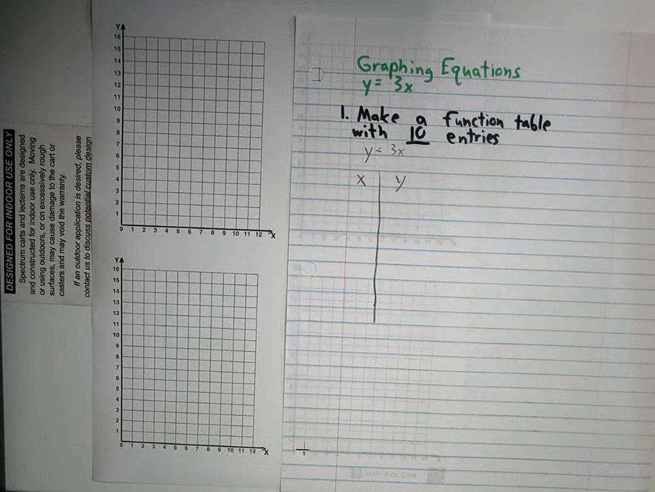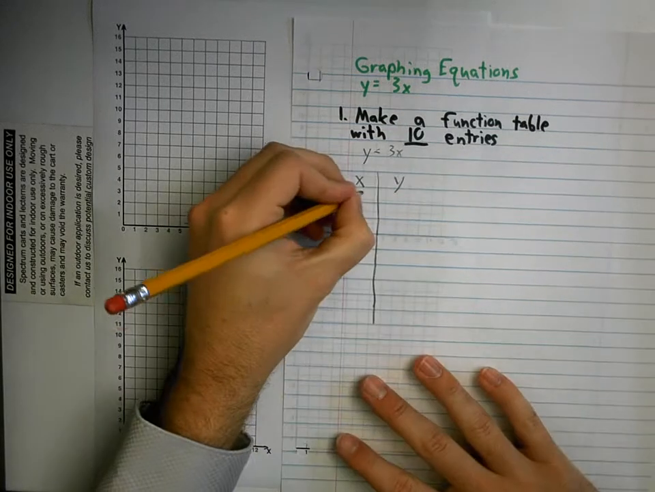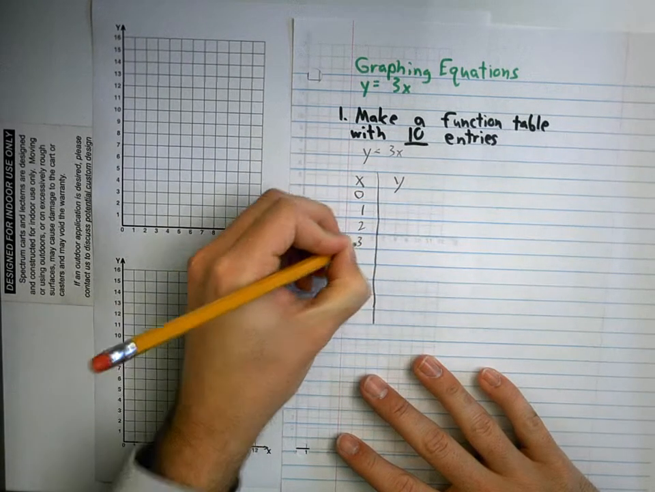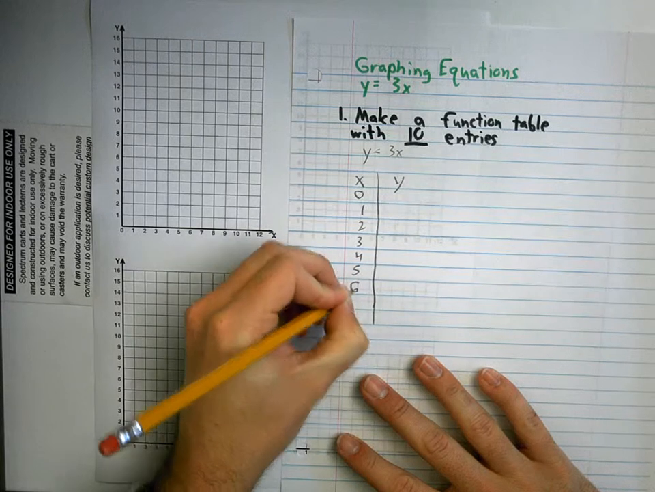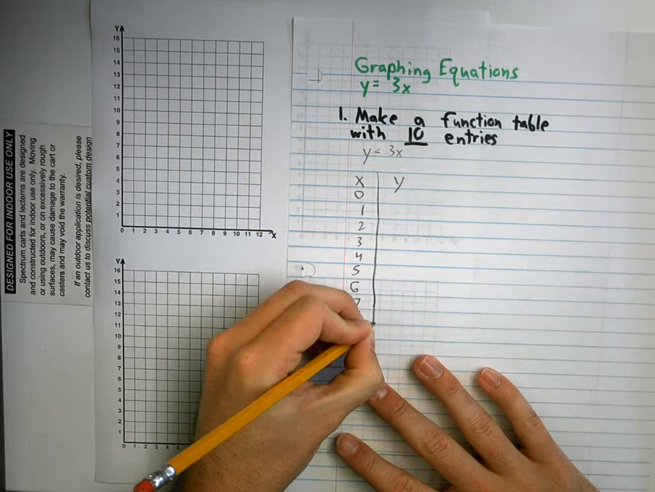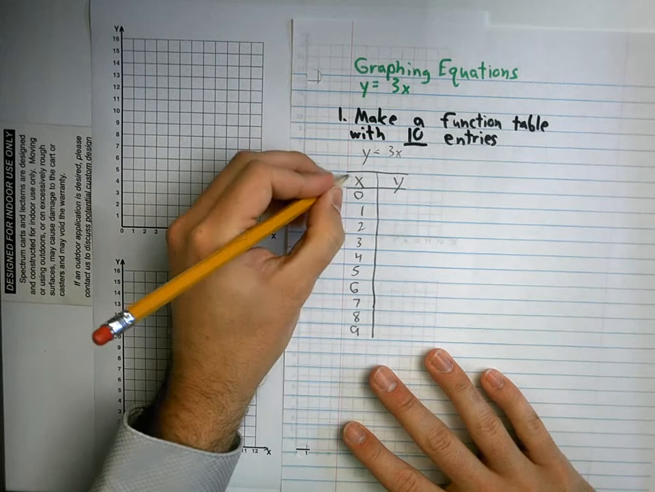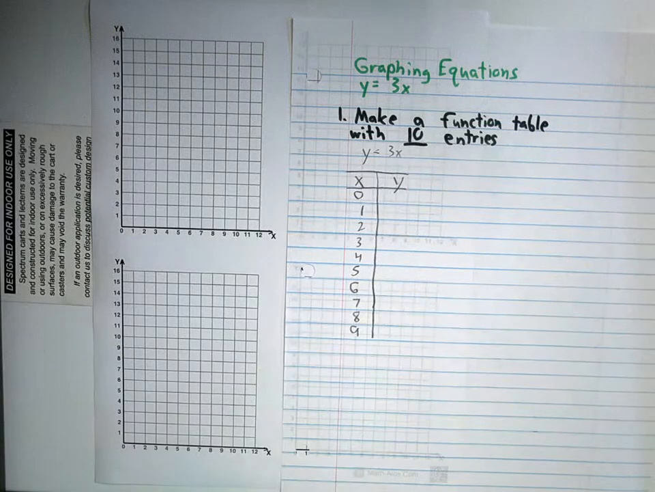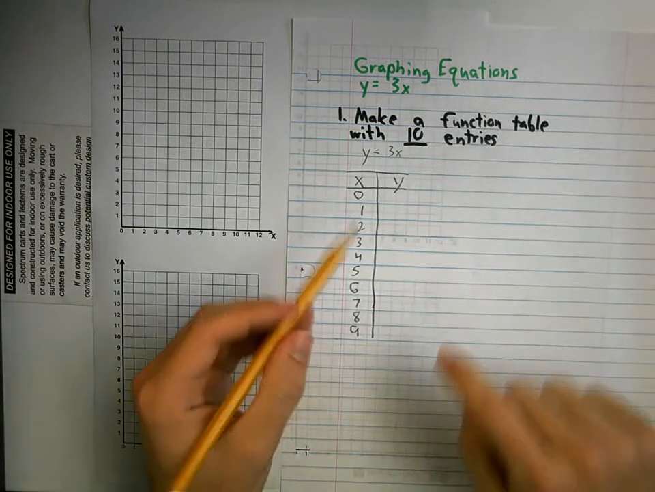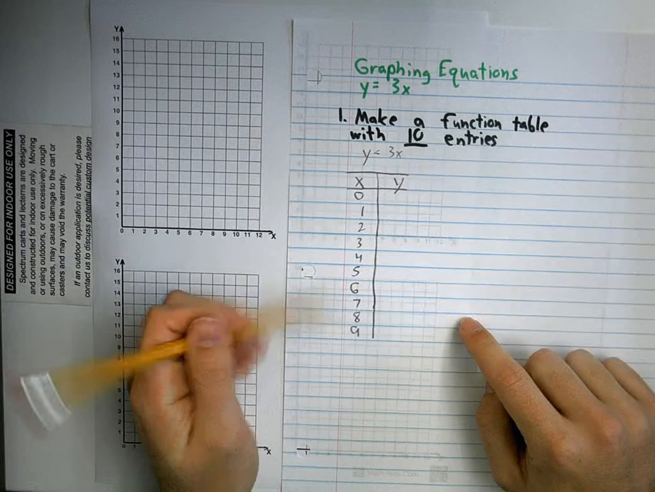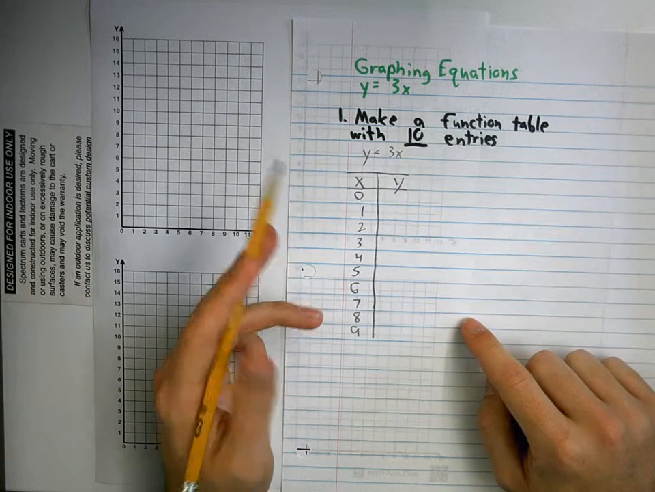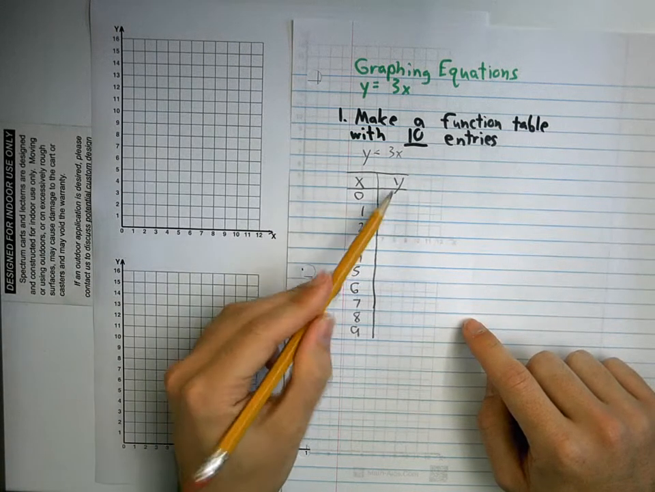What number am I going to start with? Dominic: 1. Even easier than 1. 0. I'm going to go 0, then 1, then 2, then 3, then 4, then 5, then 6, then 7, then 8, and then 9. Those are going to be my 10 numbers and my 10 entries in my function table. And guess what? I can fill this half of it out without even doing any math. 0 through 9. Boom.